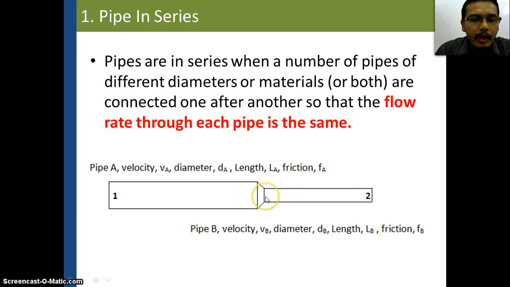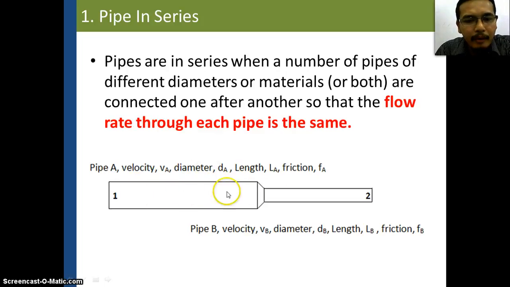So when we learned the last topic, the volume flow rate for pipes connected in series will be equal. Based on the continuity law, whatever flow goes into pipe 1 will be equal to whatever goes out from pipe 2. So the main important characteristic of pipe in series that you must know, you must understand, you must remember, is that the flow rate will be equal in each pipe.